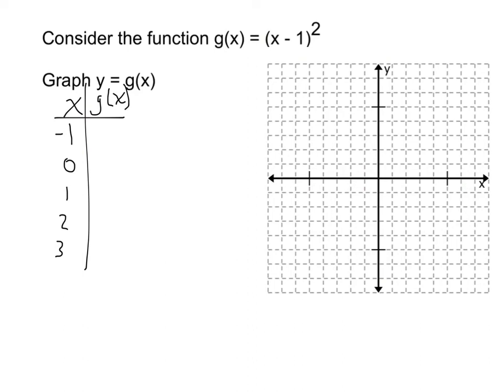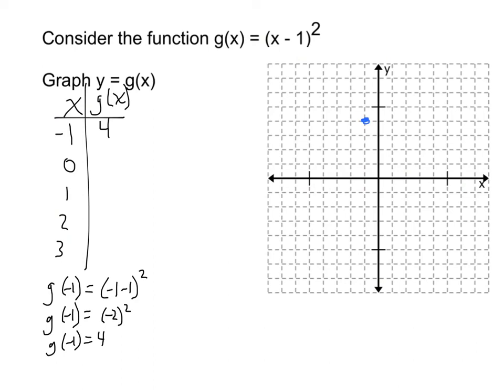All right, so let's see what happens when I input -1. When I input -1, my output would be -1 minus 1 squared. Well, -1 minus 1 is -2. -2 squared is +4. So when I input -1, I get an output of 4. That would be represented by the x comma y point -1 comma 4, which is here.